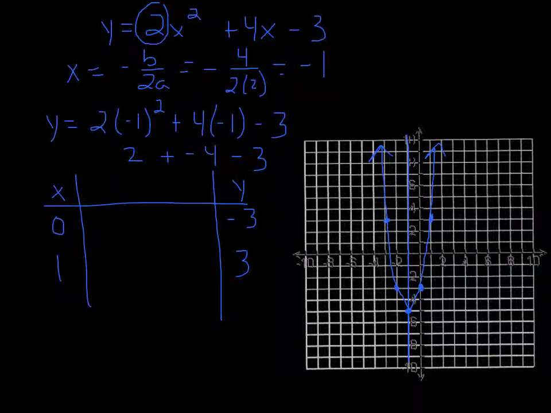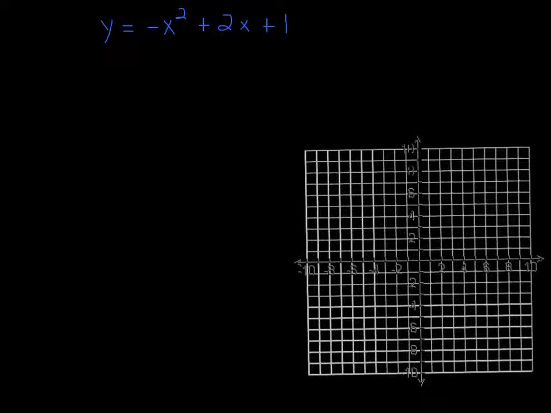Try this. Okay, so let's look at the next one. Which way is this graph going to open? Well, hopefully you said down. We have a negative x squared, so that means it's going to open down. Okay, let's find our axis of symmetry. x equals negative b over 2a. So that equals negative 2 over 2 times negative 1. Don't forget that. So negative 2 over negative 2 is negative 1. And then you got a negative, which makes it positive 1. So our axis of symmetry is at 1.